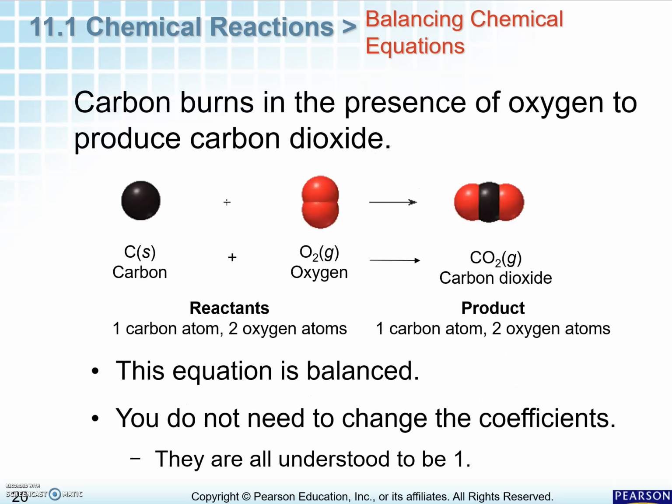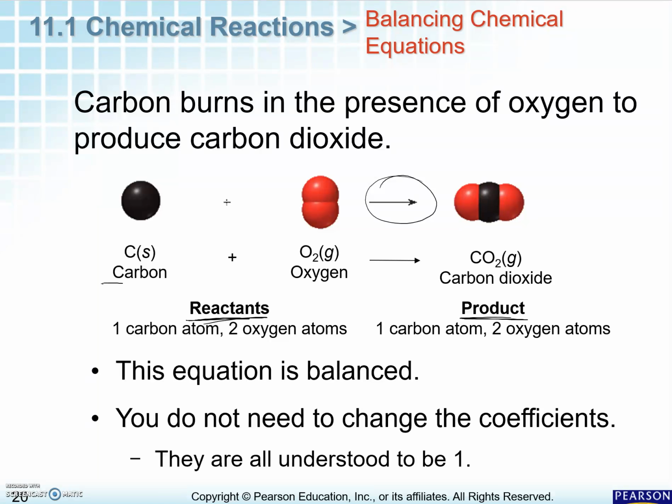So let's look at carbon burning in the presence of oxygen. And I really like this example because it shows you exactly how many atoms of each are in the reactants and the products. Once again, the reactants are on the left side, your products are on the right side, and they are separated by that arrow. And this equation is actually already balanced.